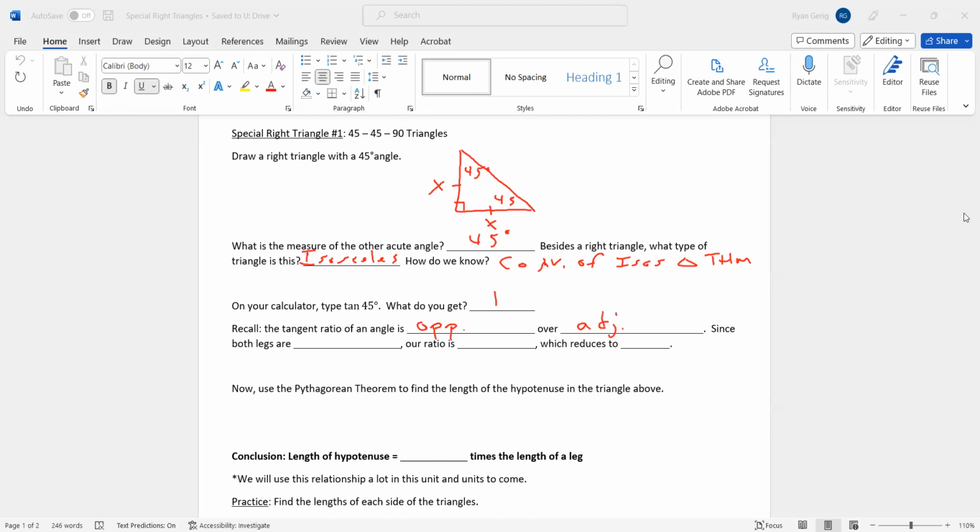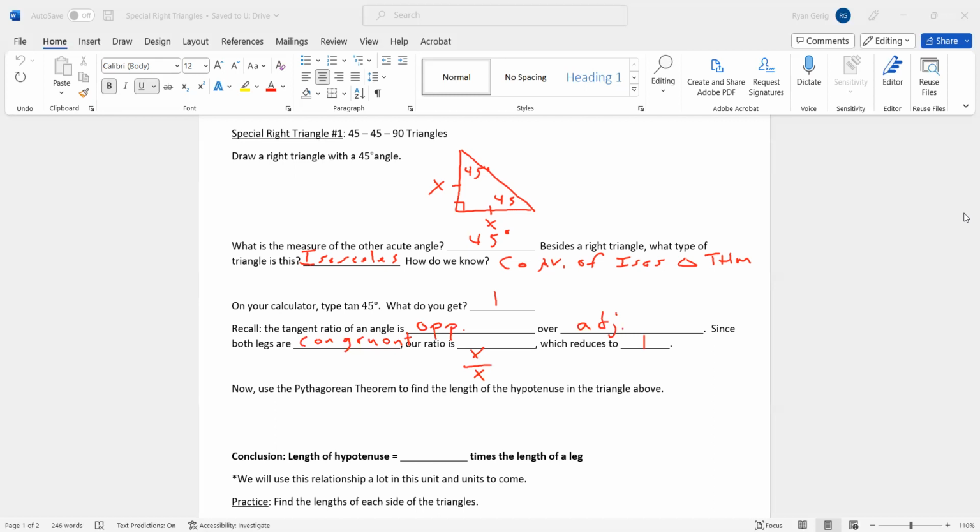So in this case, the triangle we drew, since both legs are congruent, even if we don't know what they are, we can say the ratio is x over x. No matter what x is, a number divided by itself is going to reduce to 1. That is why the tangent of 45 is always 1. Okay, that relationship, we might use that later on.